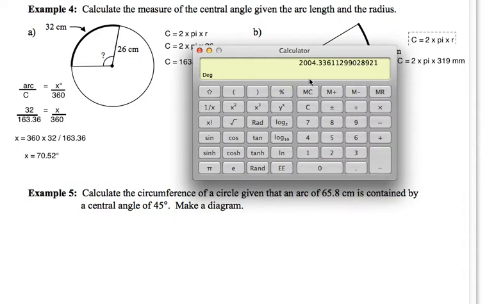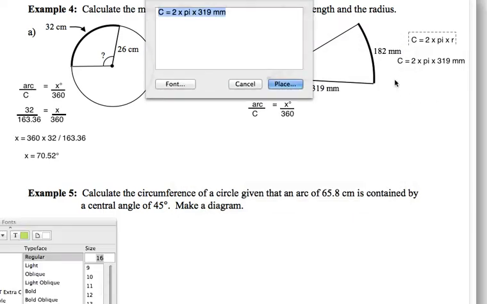And I get 2004.34 millimeters. I know it's a 3, but you got to round up because of that 6 there, right? So 2004.34 millimeters is my circumference.